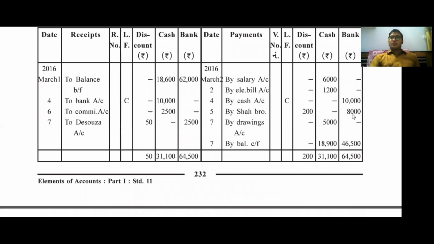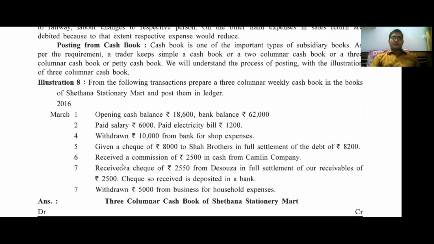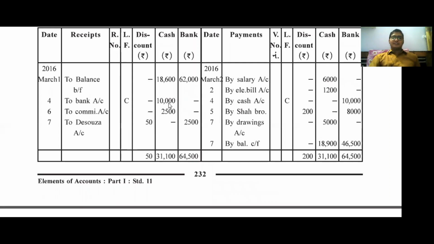So in bank column 8,000 and discount column 200 by Shah Brothers. Okay, next one, received a commission 2,500 in cash. Here commission is our income, because the word used, received, means it is our income. Income is recorded on the debit side.